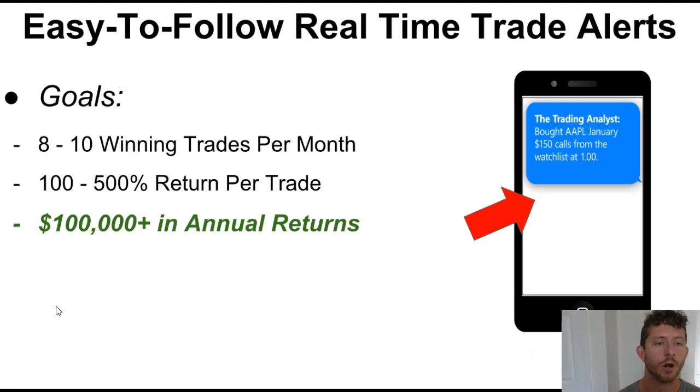The goals here are 8 to 10 winning trades per month. Sometimes we have more than 10 winning trades per month. Like this month in particular, we're going to have more than 10 winning trades. Sometimes we have less than 8 winning trades per month, and it kind of just depends on the market conditions.